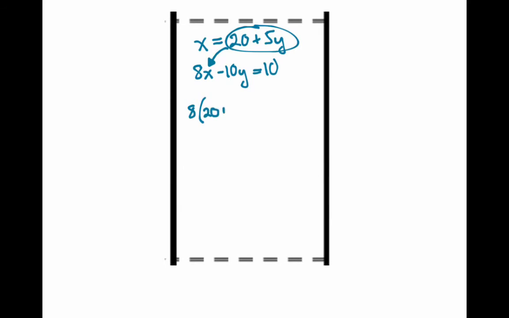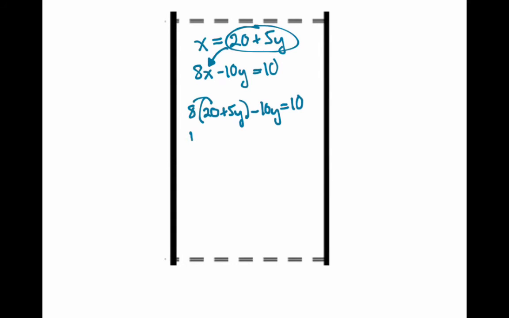All right, so now I've got that: x equals 20 plus 5y. I'm going to take the other equation, 8x minus 10y equals 10, and I'm going to wait right here while you plug that in and try it out. Did you try it? All right, so I'm just plugging that in for x, substituting that into my equation. 8 times 20 plus 5y, minus 10y equals 10.